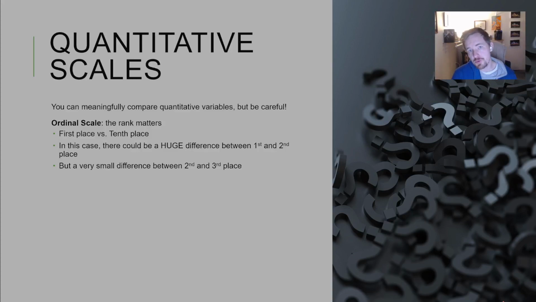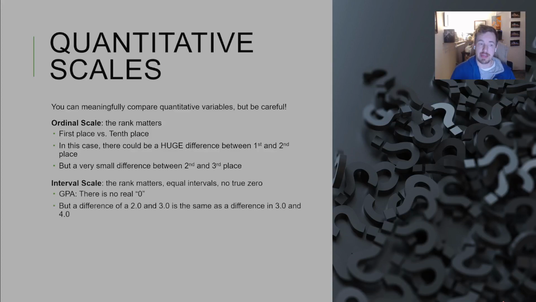We don't really know the difference between first place and second place. For example, if we ran a race, I wouldn't know how much time elapsed between the first place and the second place, or the second place and third place. I don't know that time. Maybe there was a huge difference between first and second, and maybe just a small difference between second and third place. But I don't know that if I'm just looking at first place, second place, third place. So placing, that is an example of an ordinal scale.